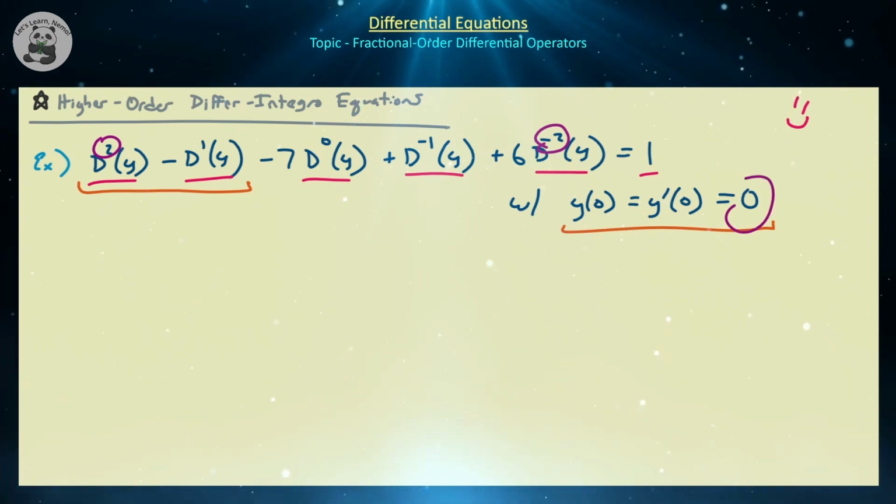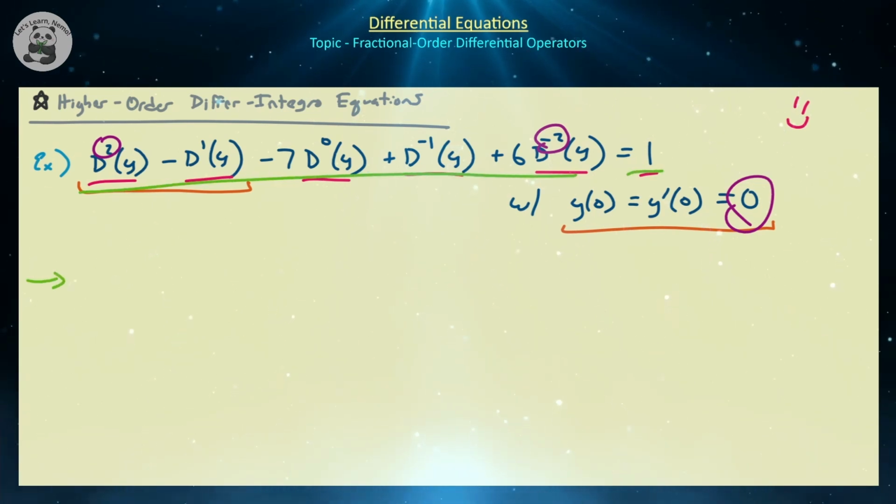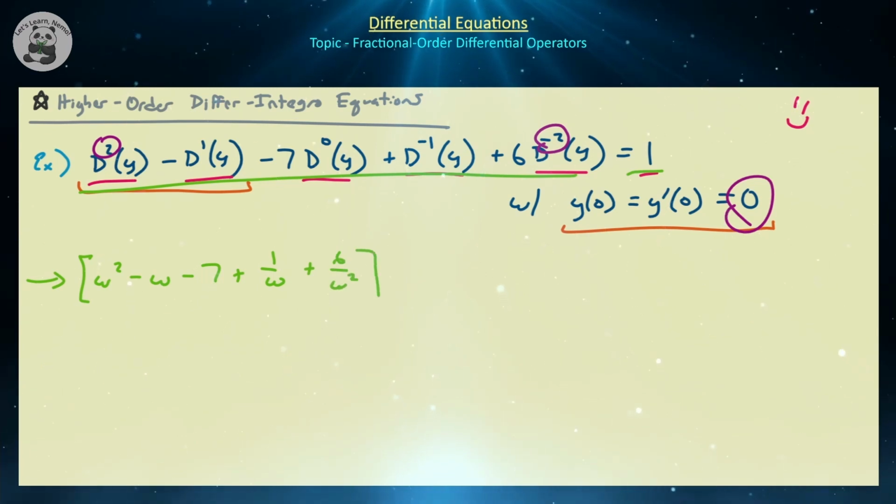So I've just chosen an initial condition of y and y prime both to be equal to 0 for simplicity, but theoretically these could be anything else, but I just want this example to be quite nice in solutions. So once I take the Laplace transform of both sides of this differintegral equation, I'm going to have omega squared minus omega plus 7 plus 1 over omega plus 6 over omega squared times the Laplace transform of y, and that's going to be equal to the Laplace transform of 1, which we know to be 1 over omega.